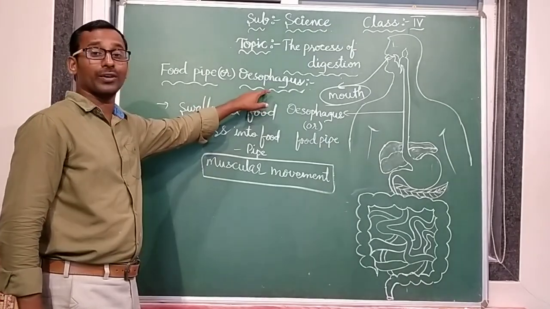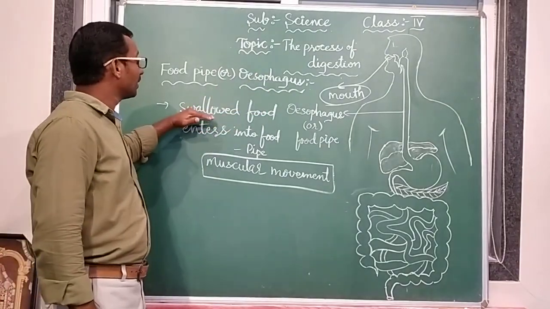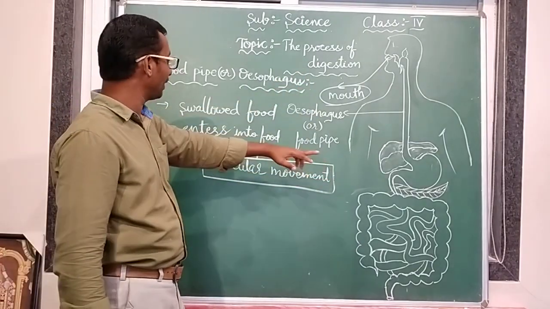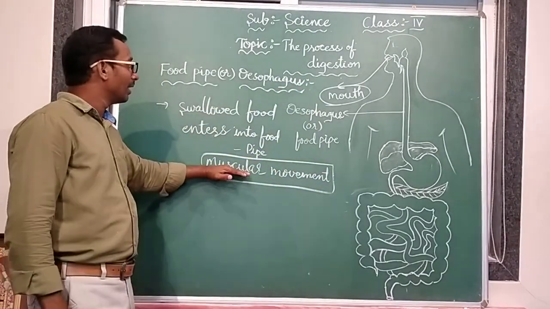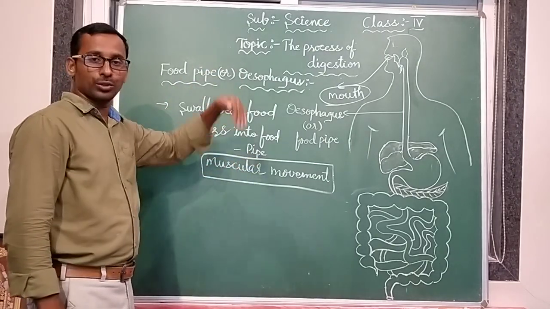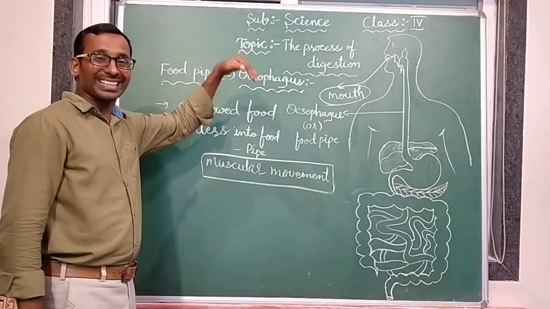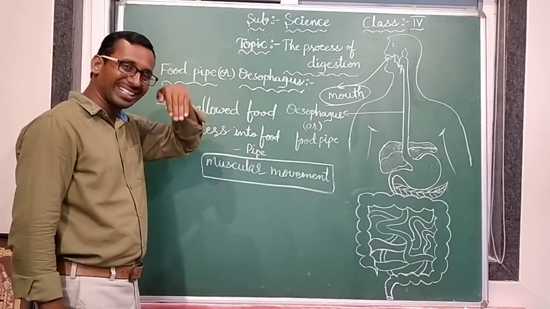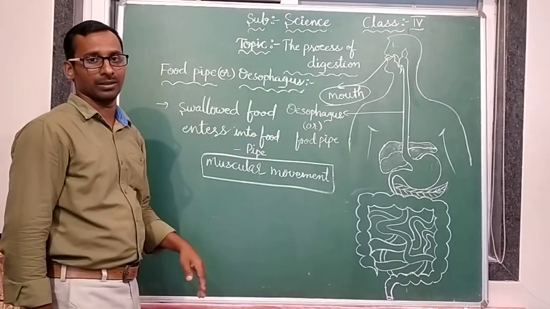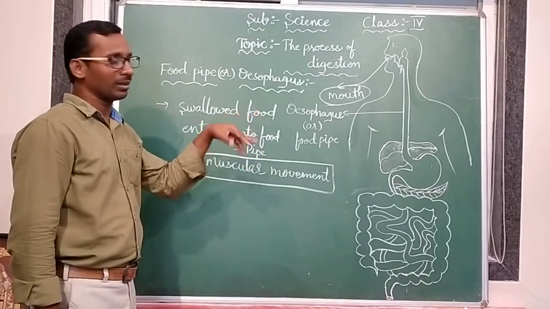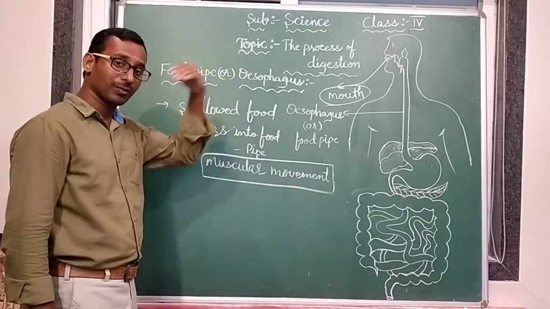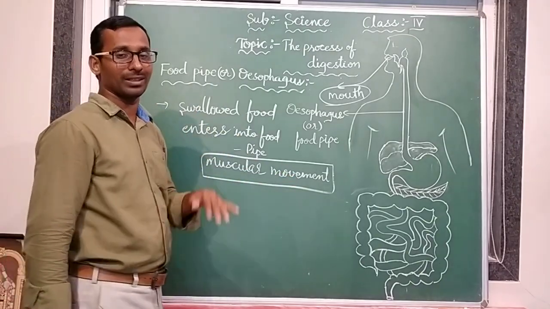This one is also called the esophagus. Okay, it is a tube-like structure. It connects the mouth and the stomach. It has muscular movement, and with the help of this food pipe, the food we swallow enters into this pipe and finally reaches the stomach. With the help of this muscular movement, our swallowed food enters into our stomach.